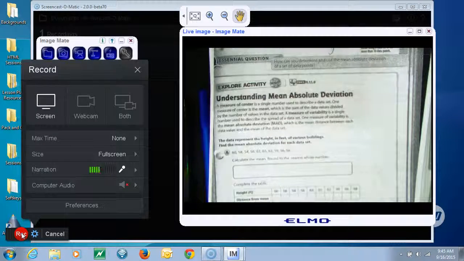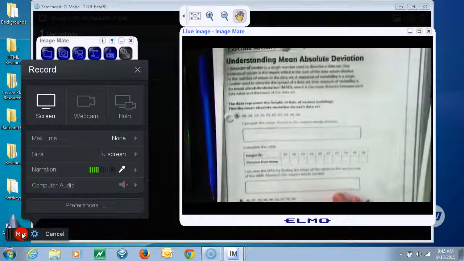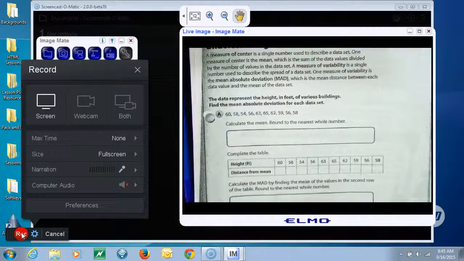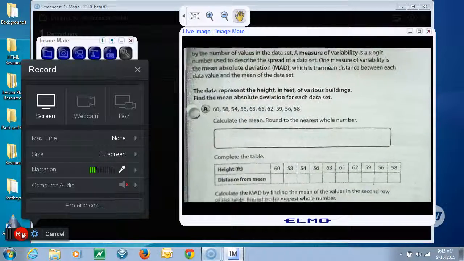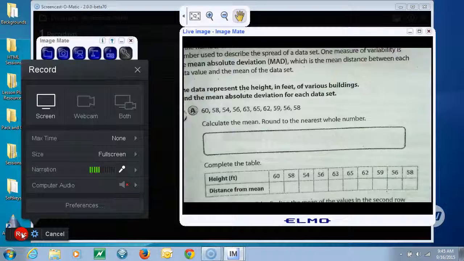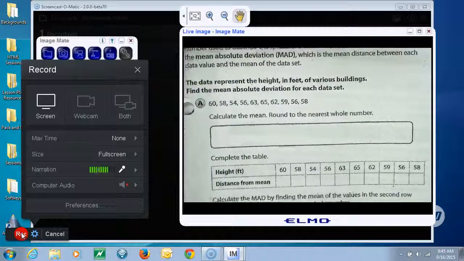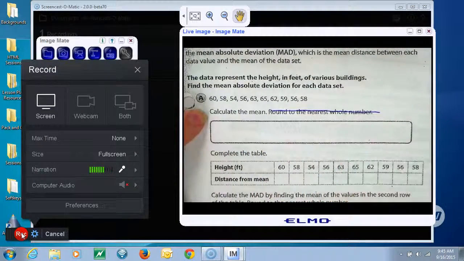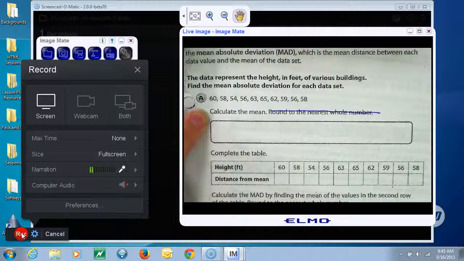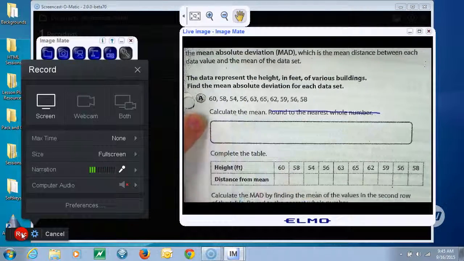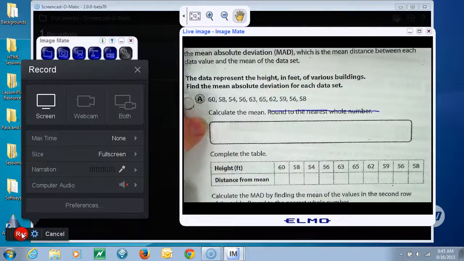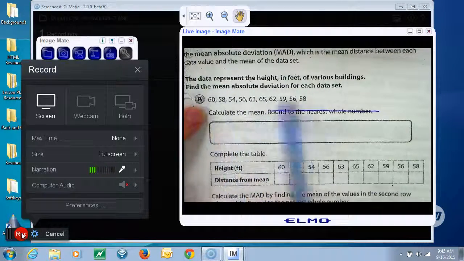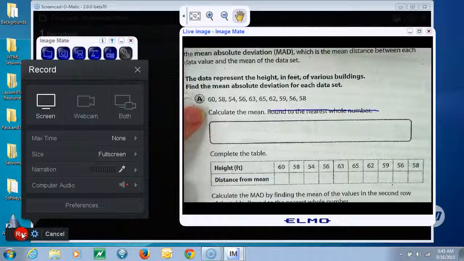So on page 413 in your book, look at the A. This is the height of various buildings. So the first thing we're going to do is calculate the mean. Cross out round to the nearest whole number. I want to do one that's as is. So we're going to calculate the mean. How do we calculate the mean again? We're going to add these numbers up. Go. Add them up. Hurry.